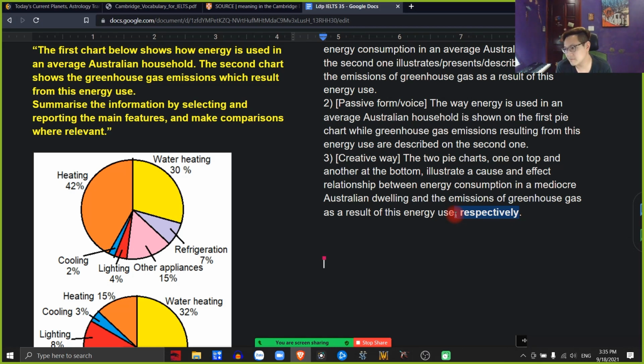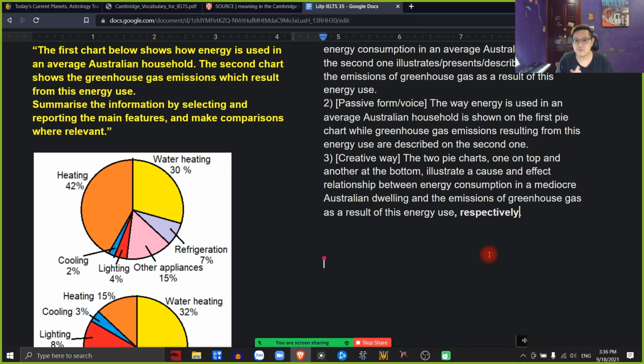This is something new that I want to teach you. When you mention two things and then two other things to compare, if you want to mention them in the order that they appear, you must use respectively, comma and then respectively, okay? Phải có phẩy tương xứng. Okay, một cách tương xứng.